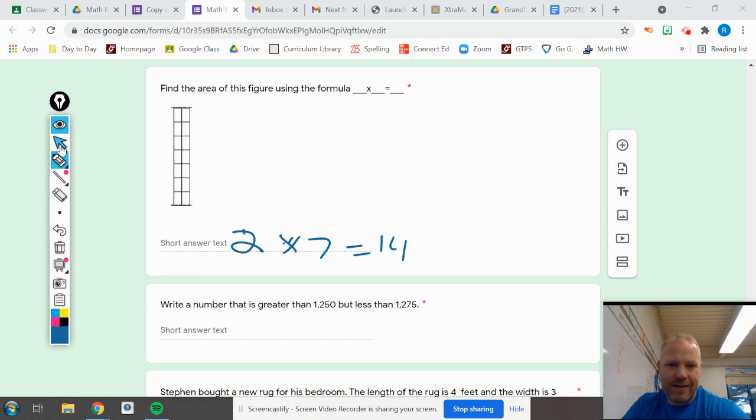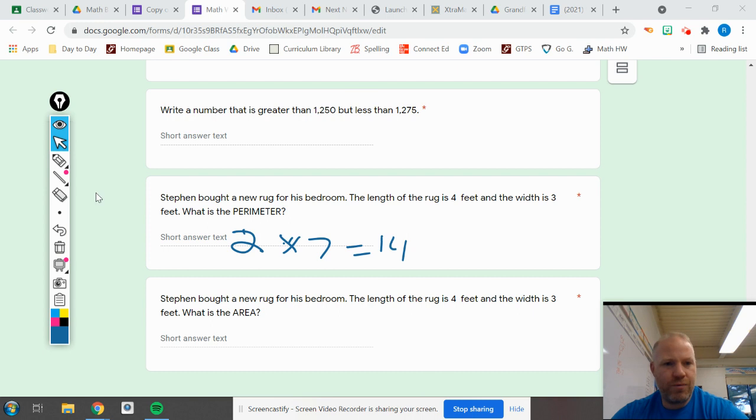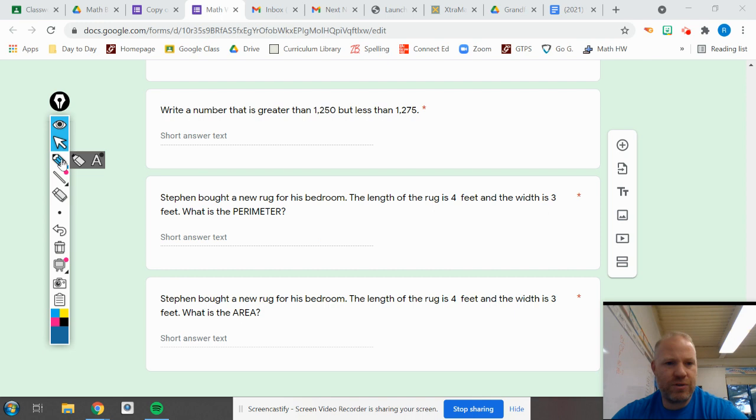So 2 times 7 equals 14, which then brings us to write a number that is greater than 1,250, but less than 1,275. So really anything between 1,251 all the way through to 1,274 is a good number.